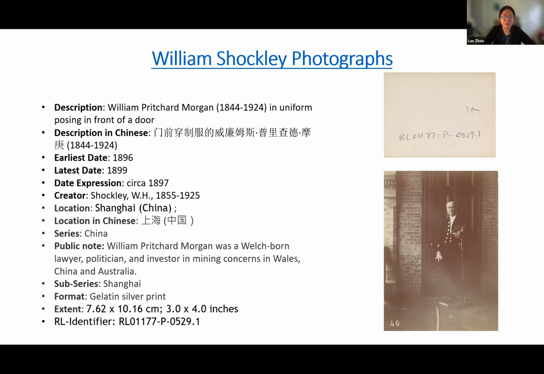So we put in something called a public note, and this one we don't actually have a Chinese translation. Sometimes we have public notes in Chinese, but no English translation. So I have to say we are not consistent in our practice. Maybe when this collection is digitized, we can be more consistent. Okay, so these are the two examples from the Shockley photos. These are loose photos. Each individual photo is by itself.